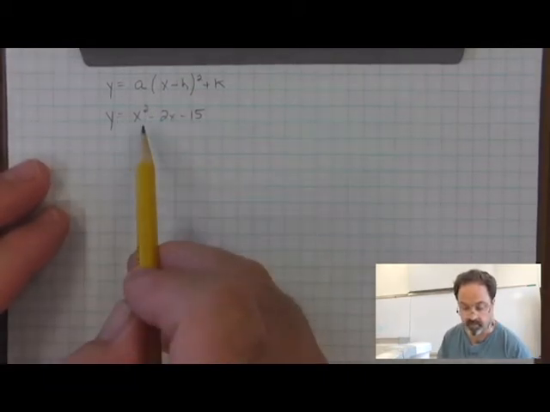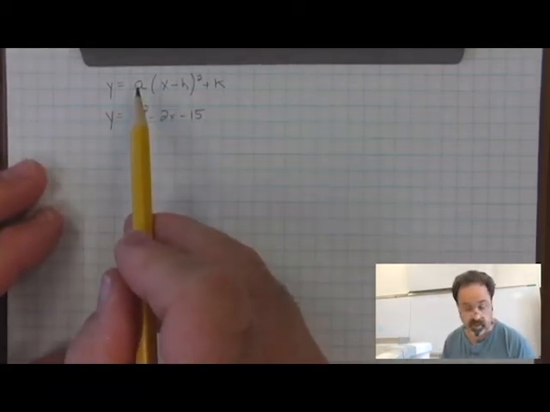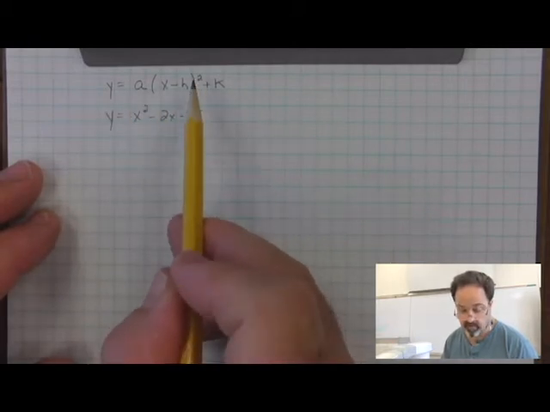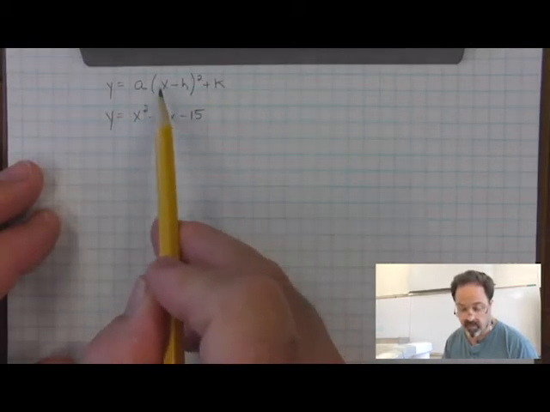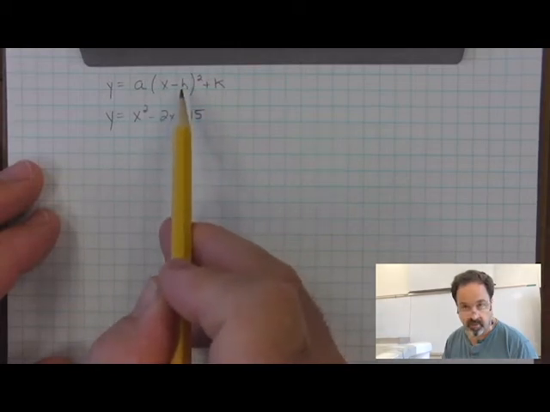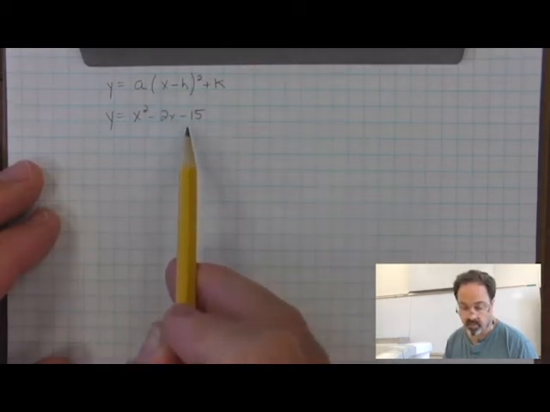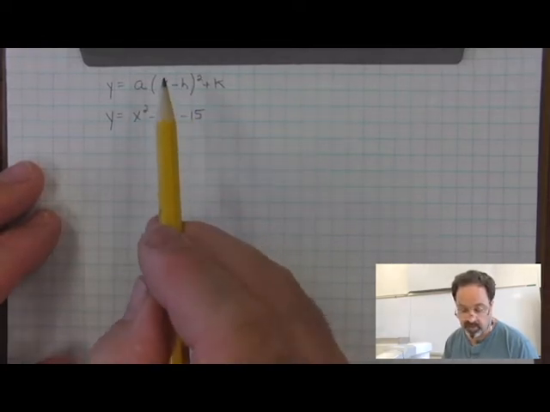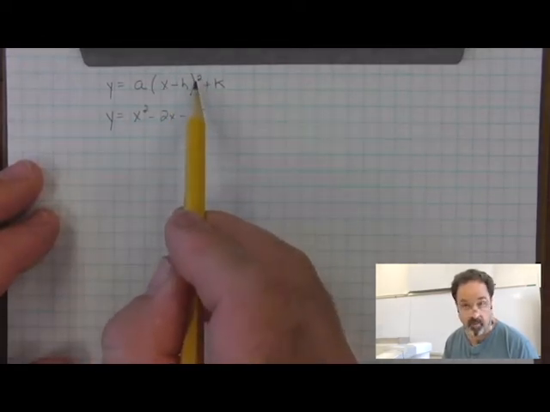But how can we convert this to be in this form? Notice that graphing form has a square of the x minus h inside of it. So somehow we're going to change this in order to create that kind of square.